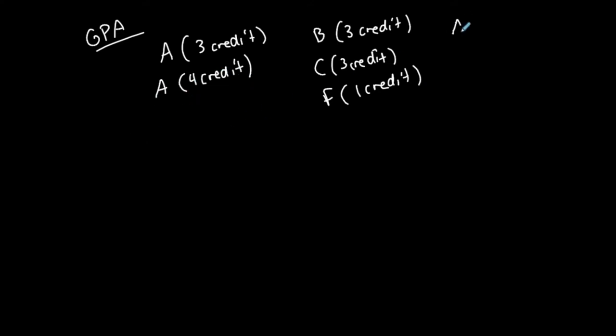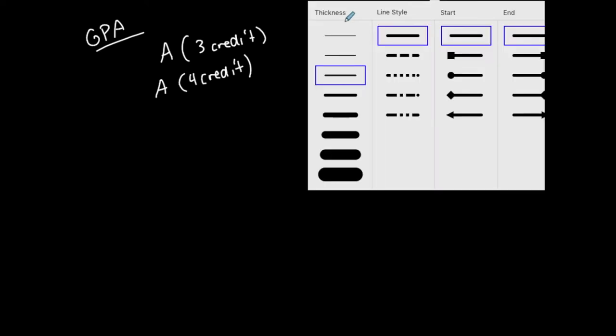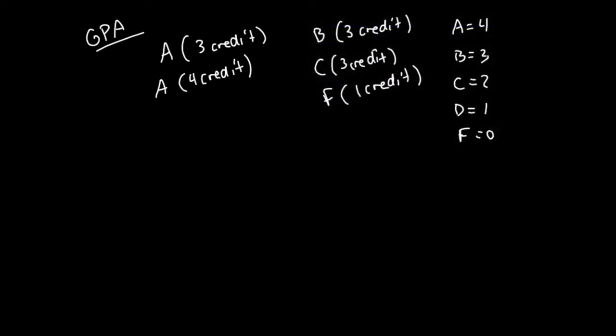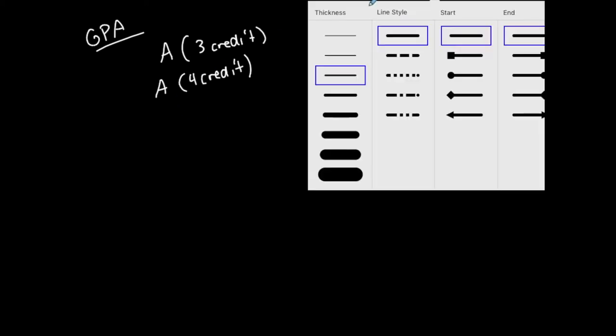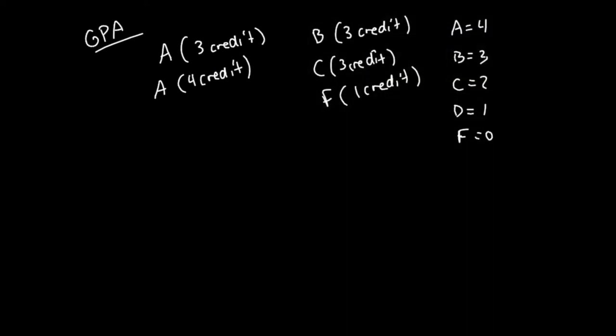If you recall, an A is 4 points, a B is 3 points, a C is 2 points, a D is 1 point, and an F is 0 points towards your overall GPA. We're just finding the GPA for this particular semester. This is a weighted mean because each grade weighs differently in your overall GPA. A 4-credit class weighs more than a 3-credit class or a 1-credit class. If this F were in a 4-credit class, it would be a little bit worse.